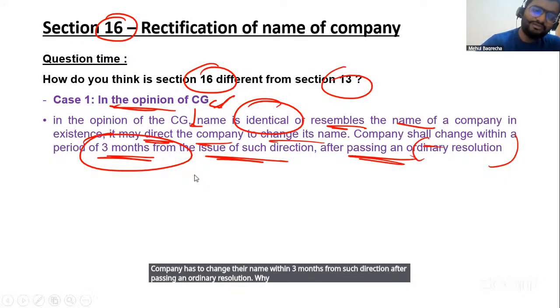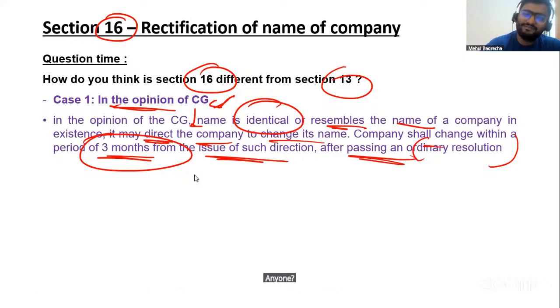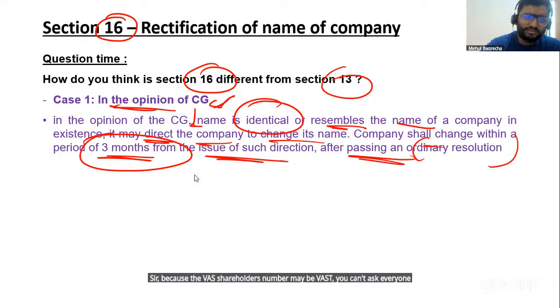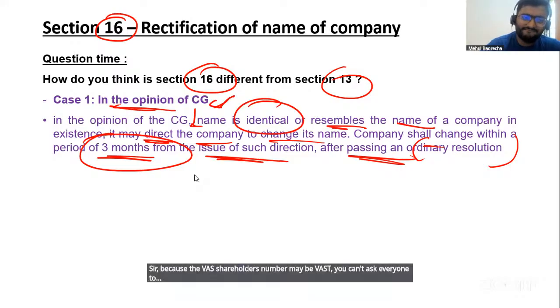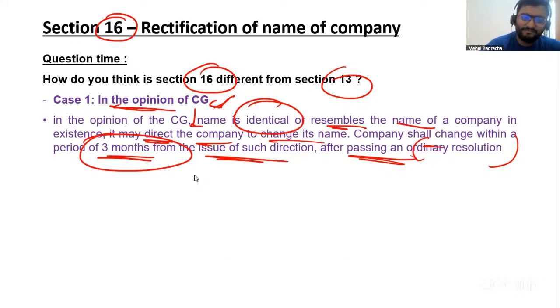Why no special resolution? Anyone? Think logically. Why no special resolution? Sir, because the number of shareholders may be vast, you can't ask everyone. But shouldn't I ask? I'm changing the name of the company. Preeta? Think. Why only ordinary resolution? Why not special resolution here?